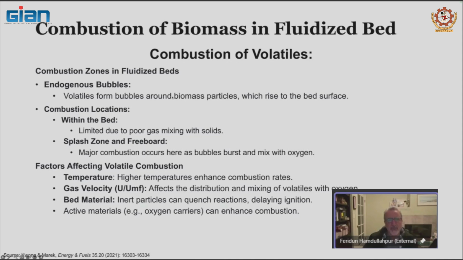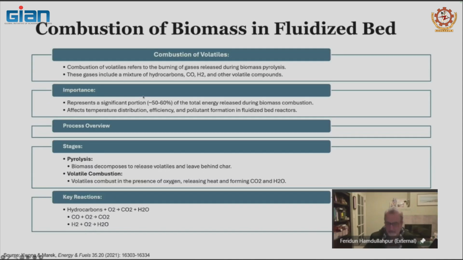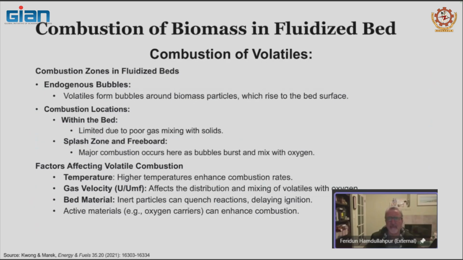Around biomass particles, when you have bubbles, they're not reacting directly with the fuel, they will rise to the bed surface. So within the bed, mixing is poor because the bubbles entrap these volatiles. When they're entrapped in there, they're not mixing into the bed and burning. Okay, so major combustion will take place as the bubbles burst and mix with oxygen. So this is just for the volatile matter, okay?